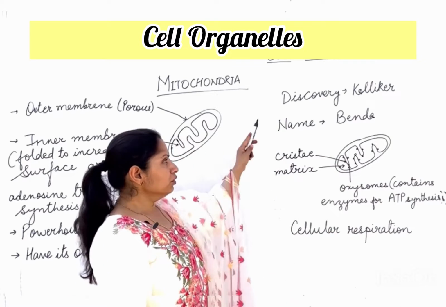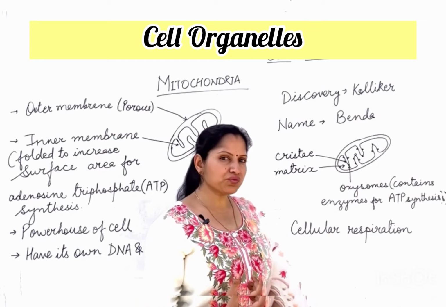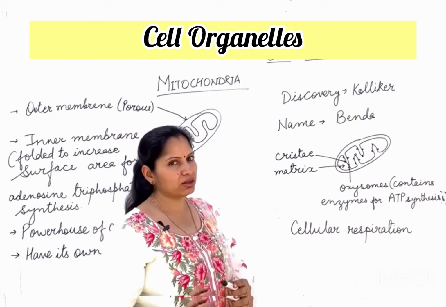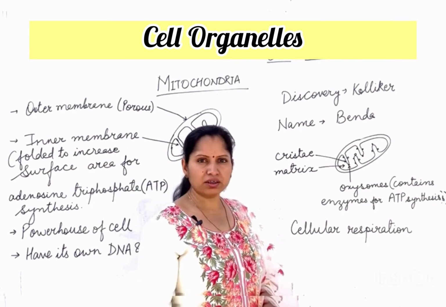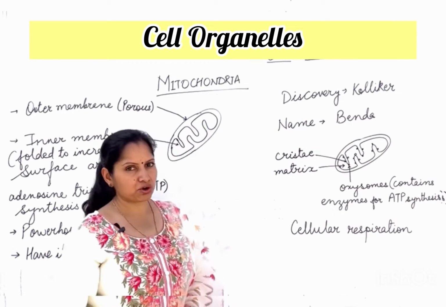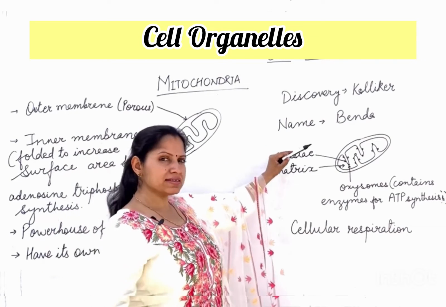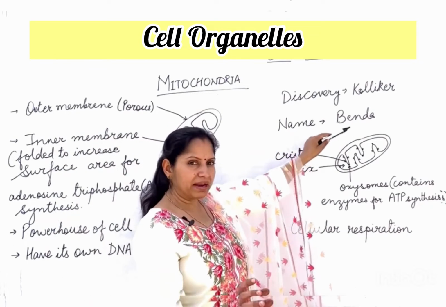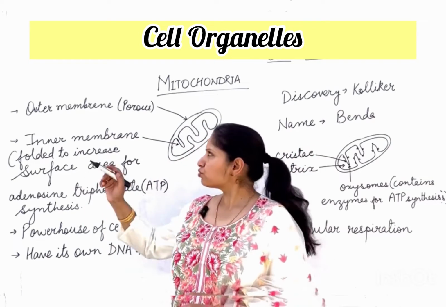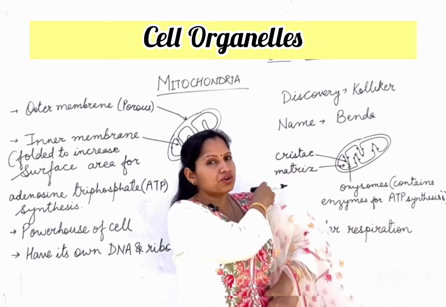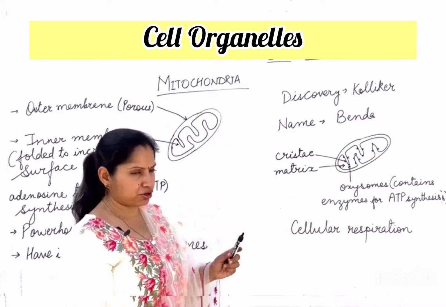Okay. So, who discovered the mitochondria? Mitochondria was first of all discovered by Kolliker. Kolliker is a scientist who first saw the mitochondria, observed the mitochondria for the first time. But the name mitochondria was given by another scientist known as Benda. So Benda was the first scientist to give the name mitochondria. Mitochondria is plural and mitochondrion is the singular term used for a single mitochondria.